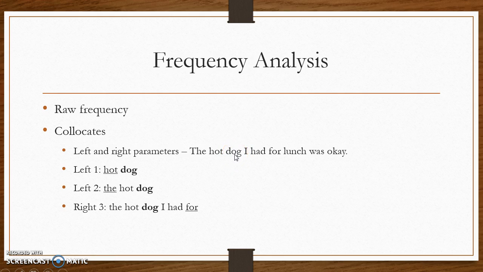If we set our collocate parameters 1 to the left, it means we're investigating what word comes before dog. If we investigate 1 to the right, we will look at what word occurs immediately after our target word, dog. So, left 1 is the word immediately left, hot dog. Left 2 is what happens 2 before, the hot dog. Right 3 is 3 to the right of dog. So in this case, had.